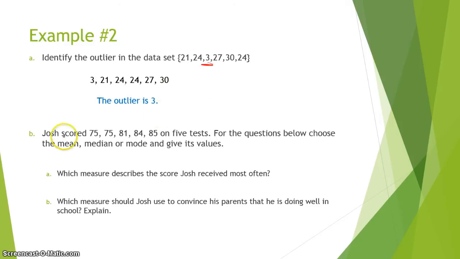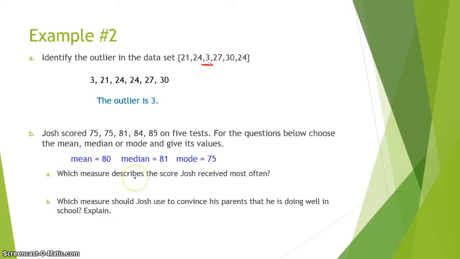The next example, Josh scored 75, 75, 81, 84, and 85 on 5 of his tests. For the questions below, they want you to choose the mean, median, or mode and give its value. So here you're looking at the different types of situations to describe what represents the question the best, mean, median, mode. So first thing we need to do is find the mean, median, mode. Again, mean is the average, so the average is 80. The middle value, the median, is 81. The mode, the most occurring number, is 75. So you first have to find that. Now we can answer the questions.